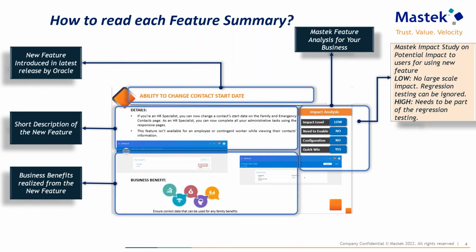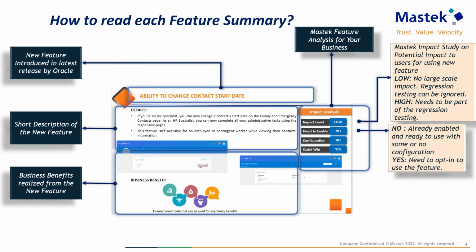First one is impact level analysis, which demonstrates the impact on the end user. If it's low impact, then regression testing can be avoided. If it's high, then we need to opt for regression testing. Second, we are all aware that there are some features which may be auto-enabled by default by Oracle, and there are some which we need to opt for.